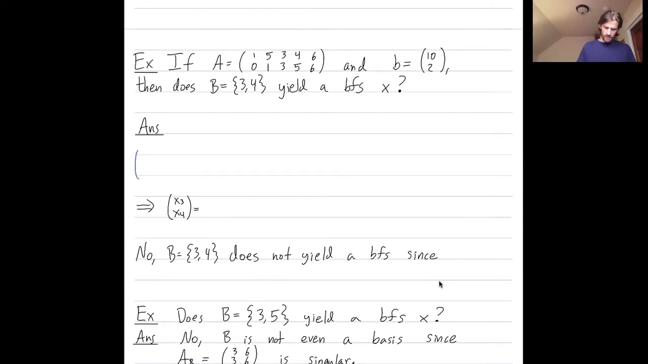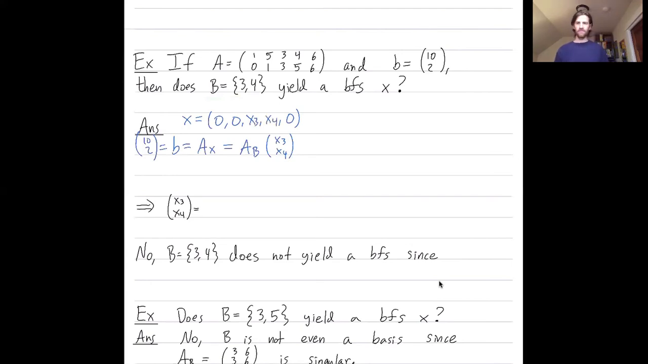We set this vector b to equal A times x. And then another way to write A times x is AB times x3, x4. So x here has to be 0 in the 1st, 2nd, and 5th coordinates. But because my basis is 3, 4, it could potentially be non-zero in the 3rd and 4th coordinates. Okay, so that's where this equality is coming from.